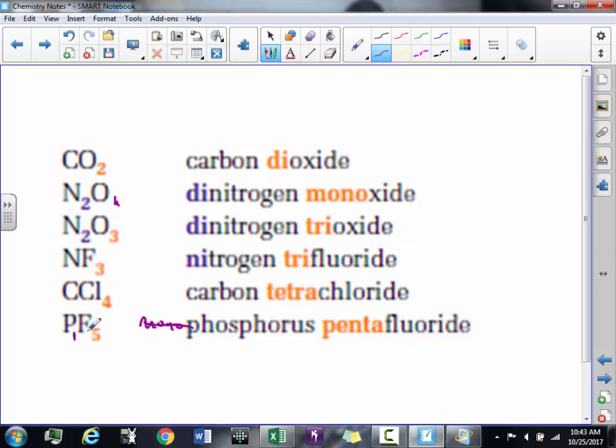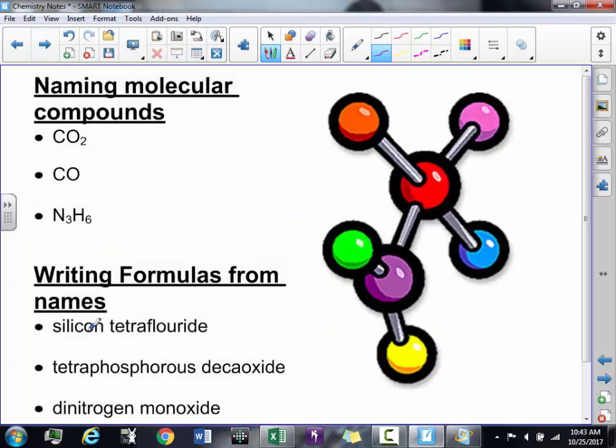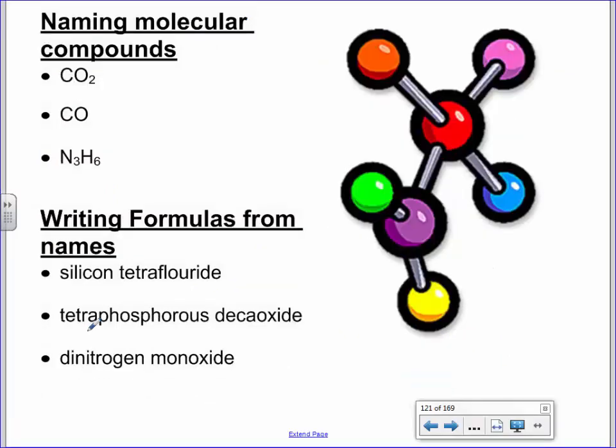So one of the things I need you guys to be able to do then is if I either give you the formula, you can write out the name, or if I give you the name, you can write out the formula. So let's try an example slide here. See whether you guys have picked up on how this works. I want you guys to name CO2. We've already done that, right? 1 carbon, 2 oxygens, call it a dioxide. Is that easy enough? Well, again, 1 carbon, but now there's 1 oxygen, call it a monoxide.